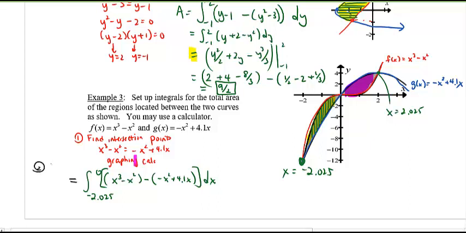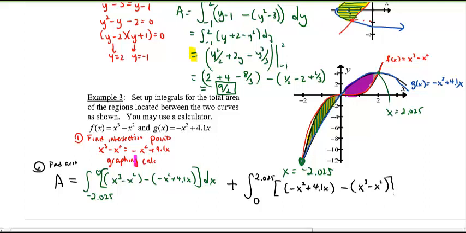Step 2, I should say, is find the area. And the area between the curves is this one in green, plus the integral from 0 to 2.025. This time your top function is the parabola, and your bottom function is the cubic function.